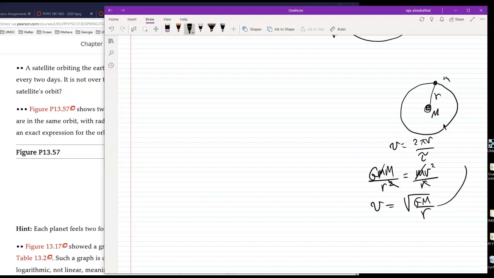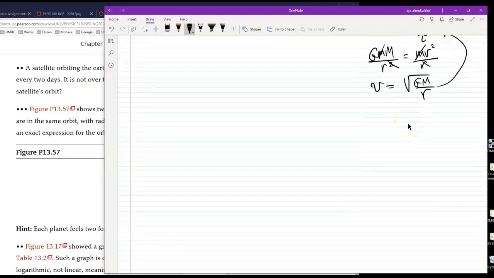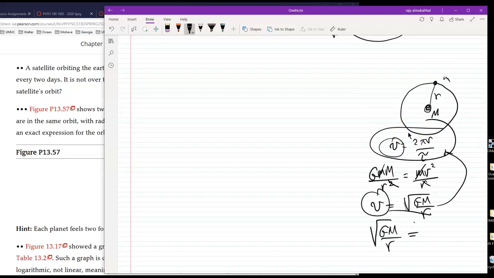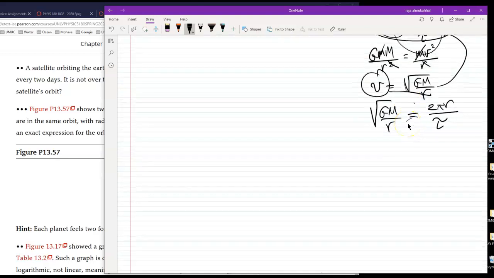I can take this and put it right there, equate them together. So I have here the square root of GM over r equals, I'm equating it with that, right? So here is v. And then I'm going to equate it with this. So that's going to be 2 pi r over tau, and then from there I can get the value of tau, which is Kepler's third law, basically, correct? So it becomes 4 pi squared r squared over tau squared equals GM over r.